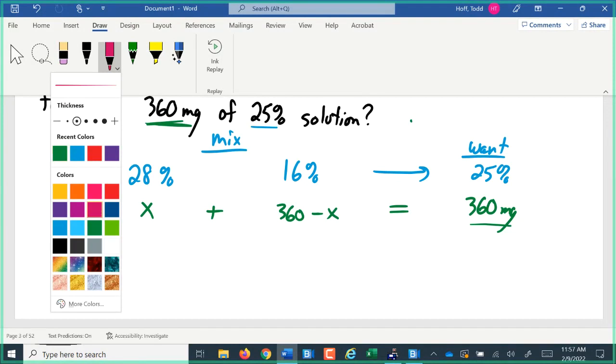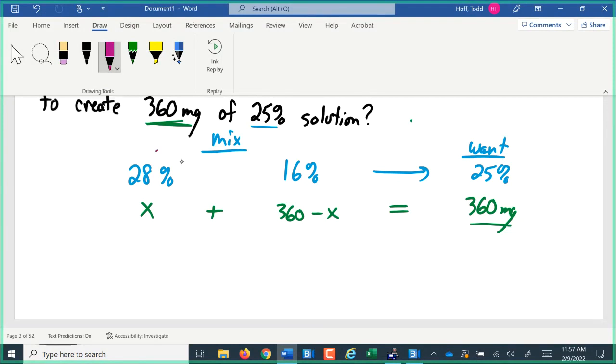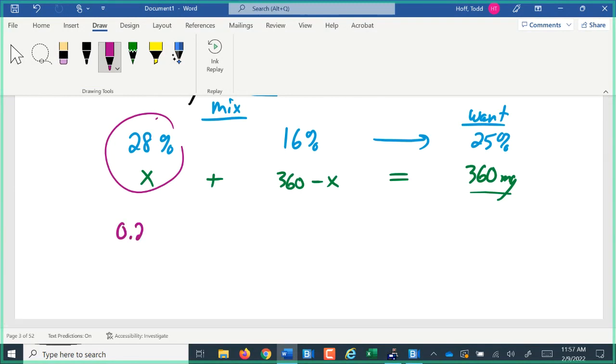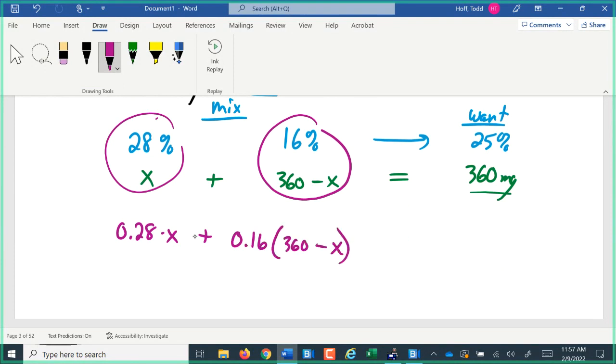Now we can use those to create our equation. So for the 28%, concentration of 0.28 times x. For the 16%, concentration of 0.16 times 360 minus x. Add those two together to get our total of 360 milligrams. Now it's a matter of solving the equation.